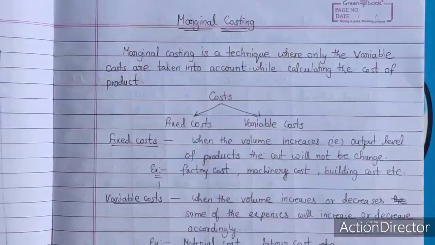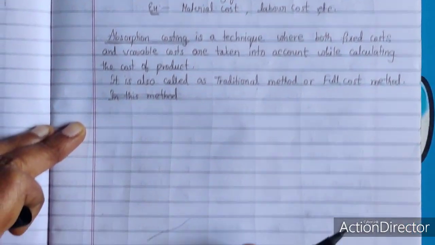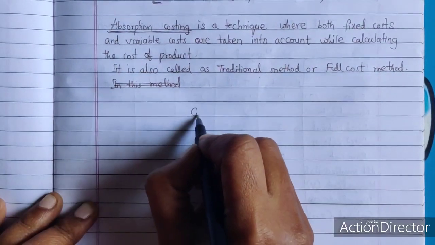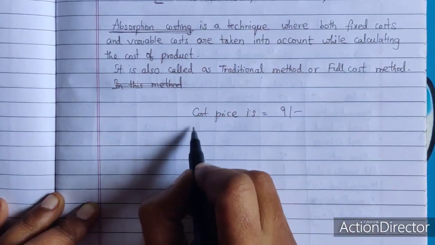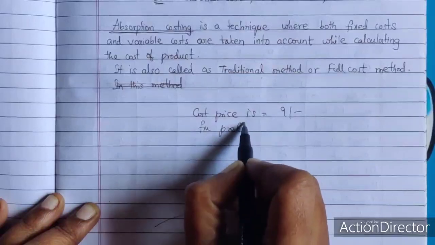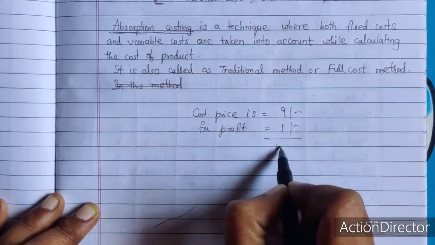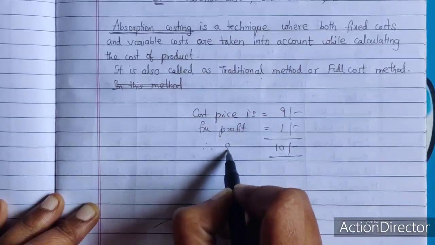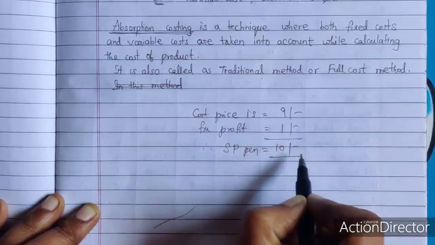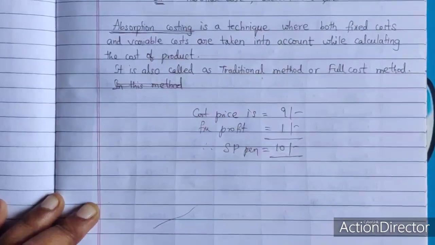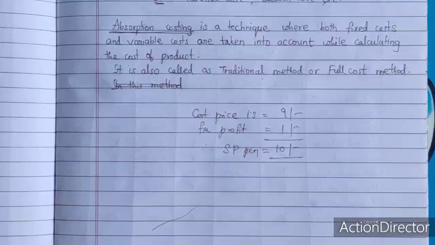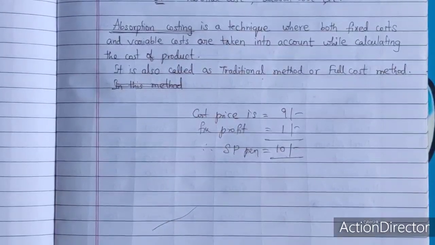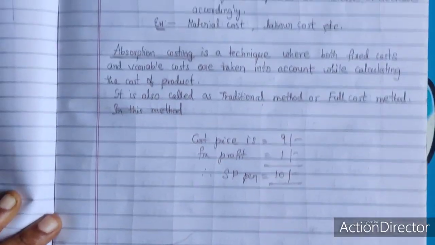For example, if you want to fix the selling price of a pen, suppose its cost price is 9 rupees and we will fix some profit as 1 rupee. Totally it is 10 rupees, so the selling price of a pen is 10 rupees. Like that we will fix the selling price of a product. So to fix the product price, first we need to calculate how much it takes to produce that product. That means we need to find out the cost of that product.